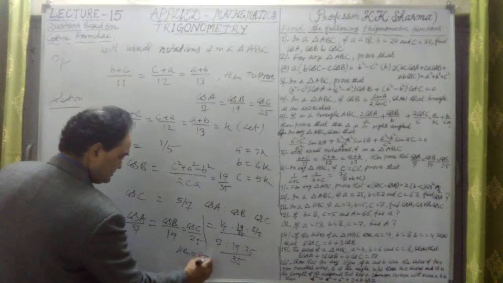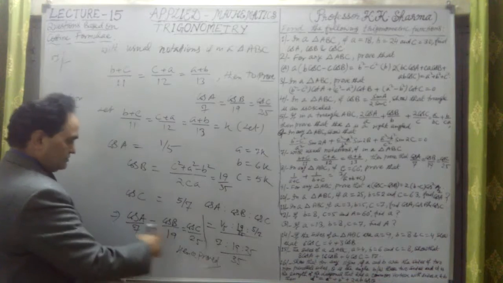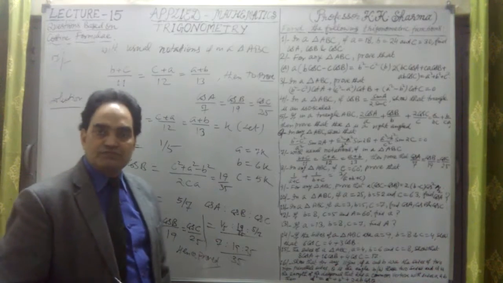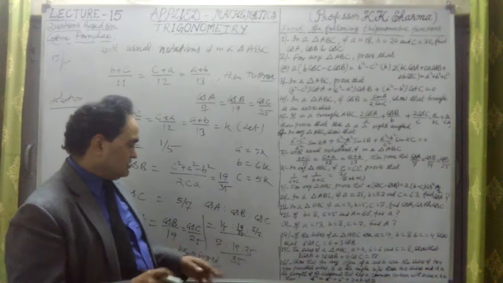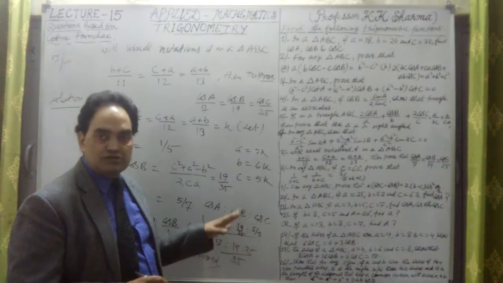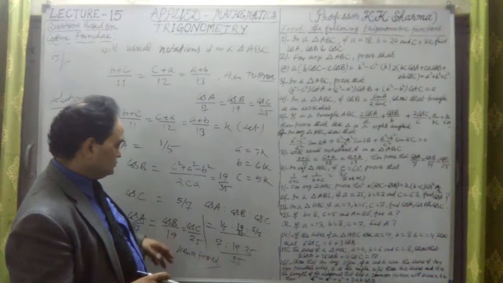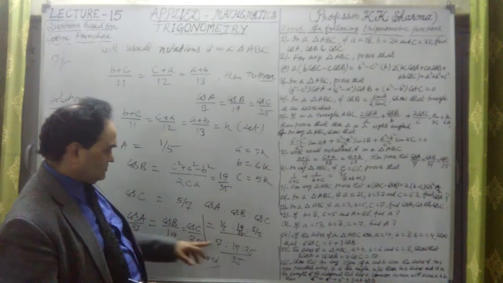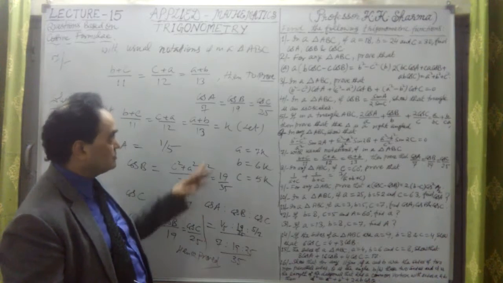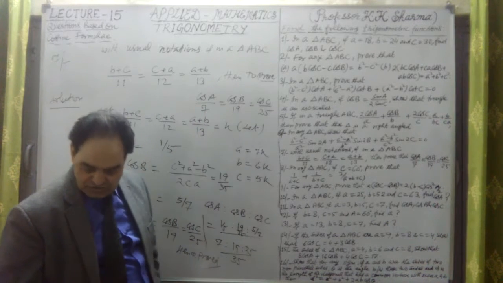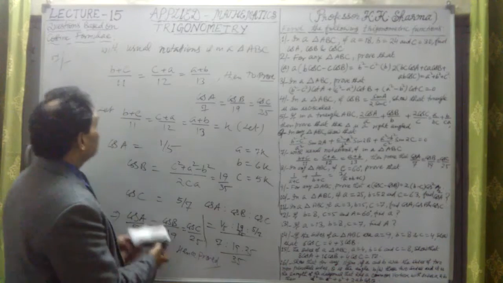We have seen that this is the same ratio, cos A, cos B, cos C. What is the ratio of these three? That is in the ratio of 7 is to 19 is to 25. And then divide by those ratios. So cos A upon 7, cos B upon 19 equal to cos C upon 25. The same result is obtained. Hence proved.